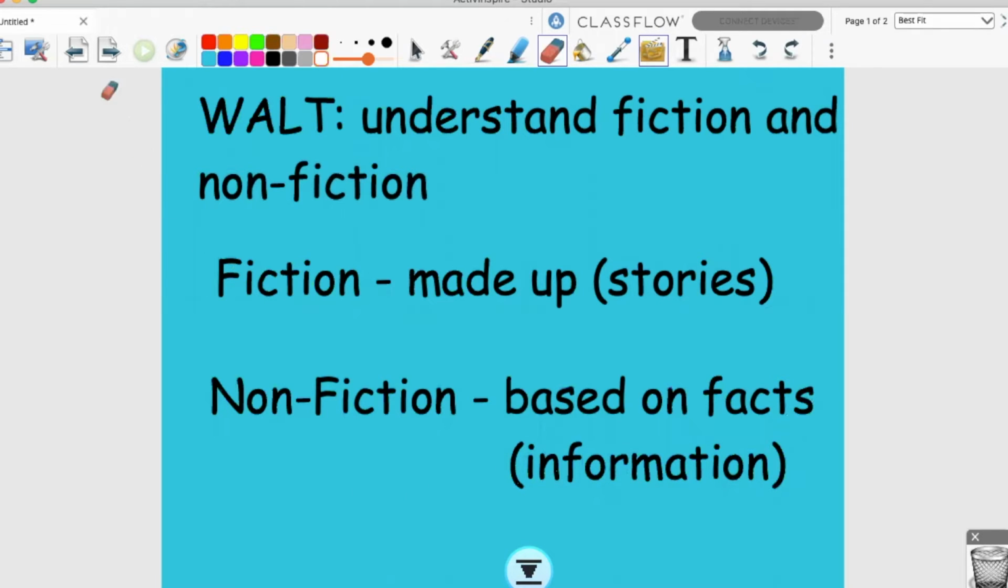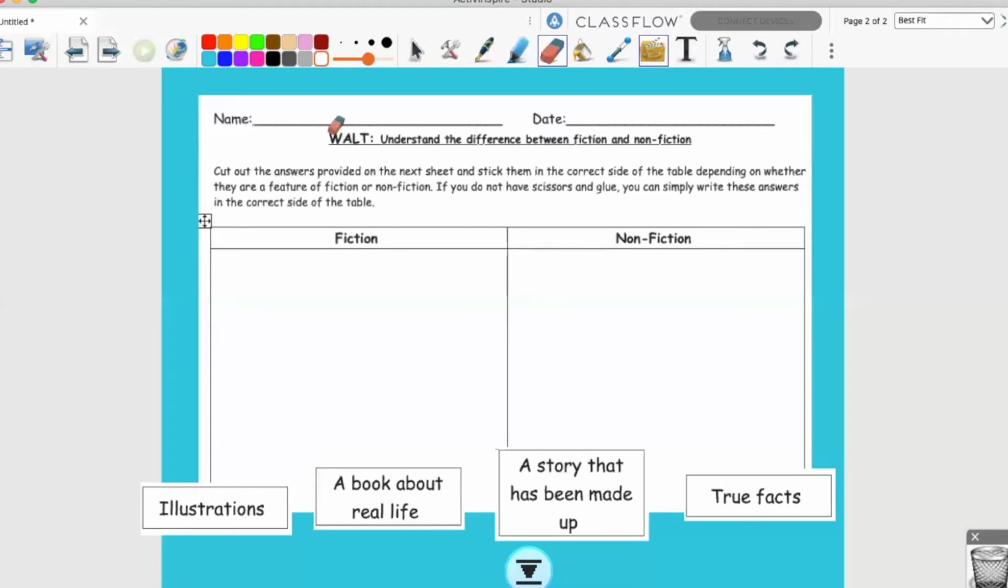Let's have a look at our task for today. So on your piece of paper, it says cut out the answers provided on the next sheet and stick them into the correct side of the table depending on whether they are a feature of fiction or non-fiction. If you do not have scissors and glue, you can simply write the answers in the correct side of the table. So for this, all you have to do is read the captions and then decide whether you would find those things in a fiction book, things like stories, or a non-fiction book, things like information textbooks.